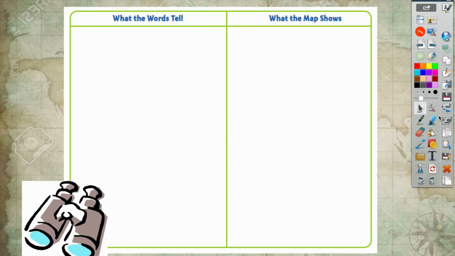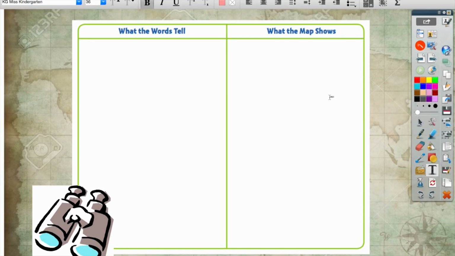In this chart, I need to say what the words tell me, as well as what the map shows me. So I'm going to start with the words section. On the other page, we found lots of great details that were mentioned in the passage. We're going to go ahead and write those words down on this section. The first fact that I want to write is that the Titanic was built in 1912.